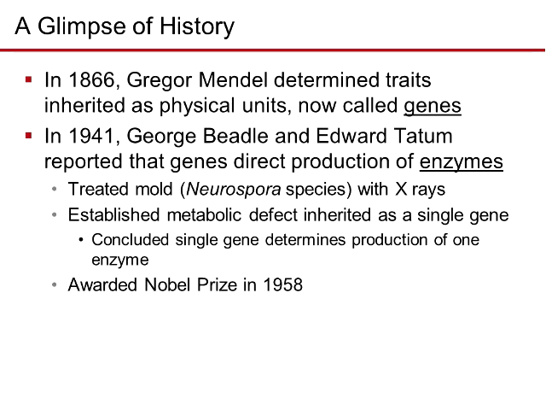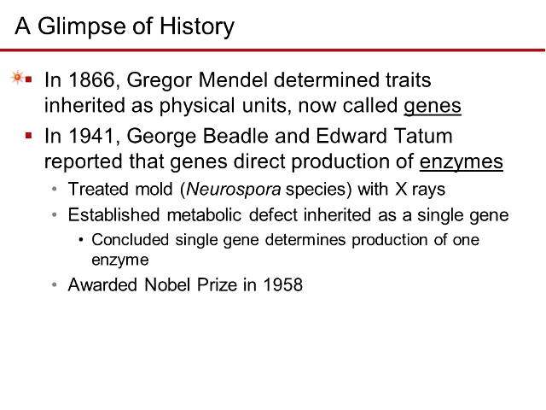If you look at history, which is kind of important, in 1866, Gregor Mendel determined that traits are inherited as physical units, and they're now called genes. Gregor Mendel was actually a priest, and he did this study over a great deal of time with bean plants, strangely enough.